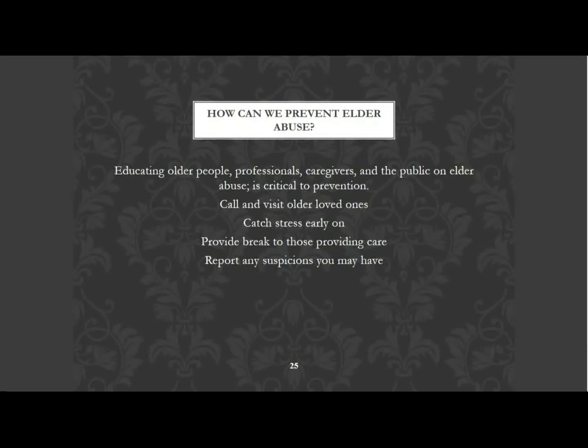Say you have your parents, and there are five of you. One sister has the burden of taking care of the mother. So you can give the sister a break in between. On the weekend, you say, sis, take the weekend off, I will come and care for mama. You understand? In that way, the burden doesn't become too stressful for that one person, and then they start to react in a negative way. Report any suspicions you may have.